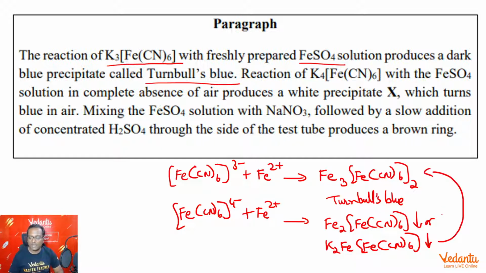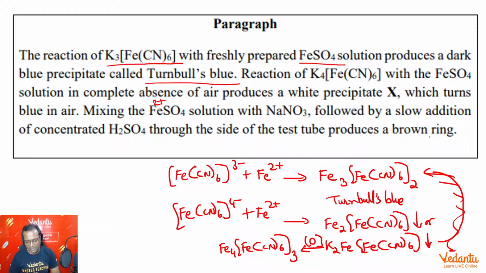Absolutely. The outside Fe2+ oxidizes in presence of air into Fe3+. So if this gets oxidized, what do we get? When this gets oxidized, the outside iron becomes 3+, and we get our Prussian blue precipitate. Mixing the Fe2+ with NaNO3 followed by slow addition of concentrated H2SO4 through the side of the test tube produces a brown ring. Absolutely correct.